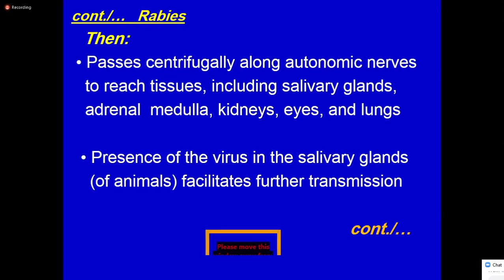The presence of the virus in the salivary gland of the animal also facilitates further transmission of the disease. Dogs, may God spare you, carry the virus in the salivary glands. So we can check the animal also. We can catch certain animals, bring them to the laboratory, and check the dog, for example, whether it carries the virus or not. And I will talk about this in a moment.